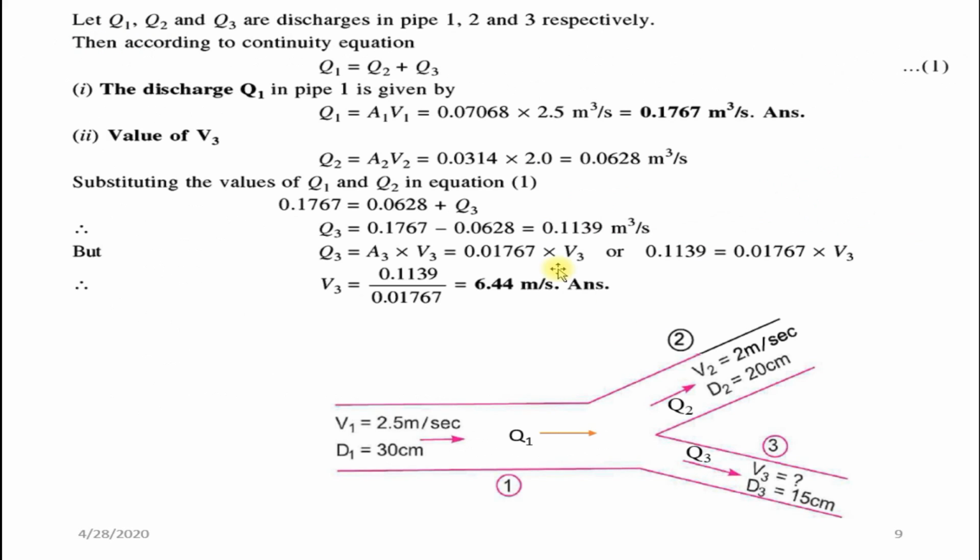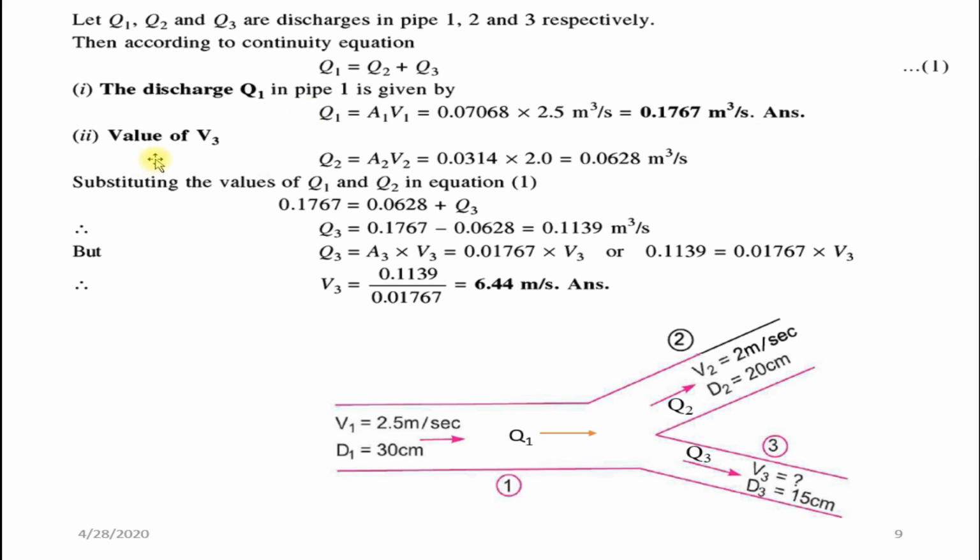Now you see, let Q1, Q2, Q3 be the discharges in pipe 1, 2 and 3 respectively. According to the continuity equation, total Q1 is equal to what? Q2 plus Q3, because inflow is Q1. It is branched into two branches, 2 and 3. That is Q1 is equal to Q2 plus Q3. Now you solve one by one. The discharge Q1 is equal to area into velocity. Area of section 1, velocity of section 1, you will get 0.1767 meter cube per second as Q1.